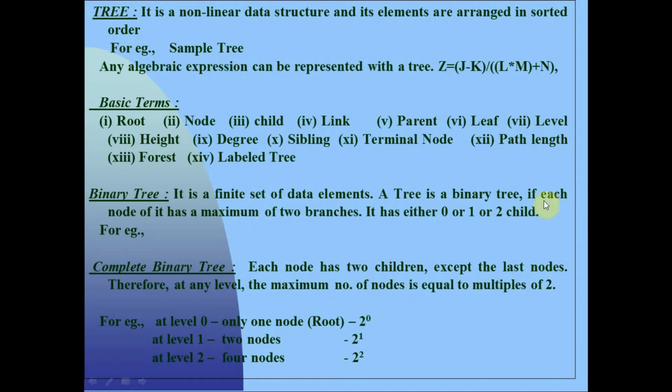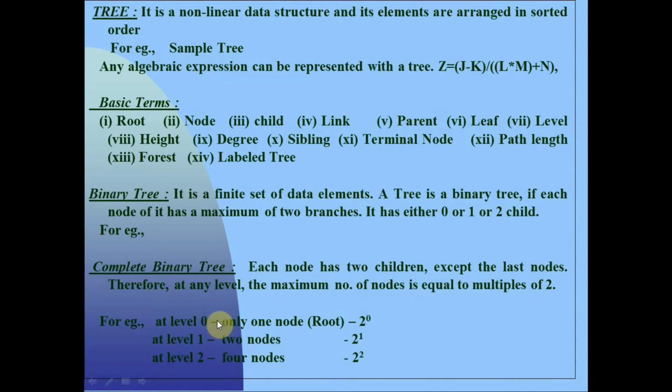A tree is a binary tree if each node of it has a maximum of 2 branches. It has either 0 or 1 or 2 children. For example, here is a tree representation of a complete binary tree. Each node has 2 children except the last node. Therefore, at any level, the maximum number of nodes is a power of 2.